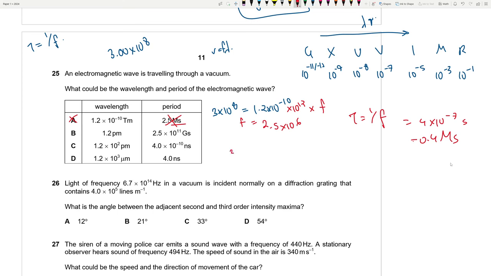Let's go for B. 3 into 10 power 8 is equal to 1.2 into 10 power minus 12 times f. Pico is minus 12. 3 into 10 to the power 8 divided by 1.2 into 10 to the power minus 12. So frequency is actually 2.5 into 10 power 20. So time period will be 1 divided by the answer, which is 4 into 10 to the power minus 21, and it's in gigaseconds. So into 10 to the power minus 9. So that's 4 into 10 power minus 30 gigaseconds.